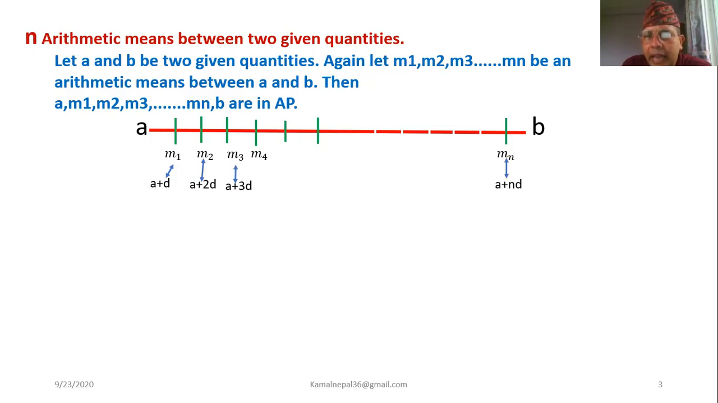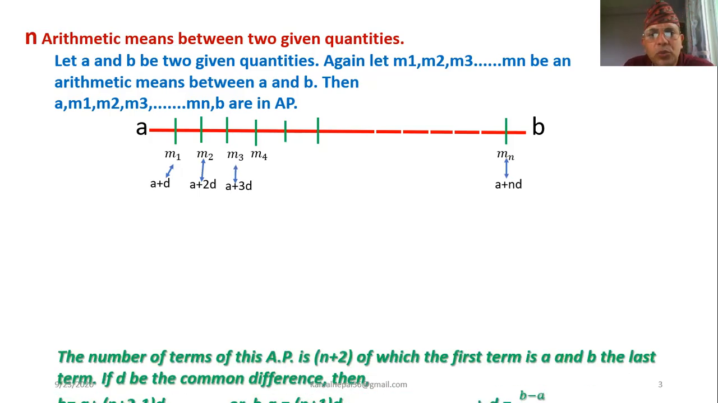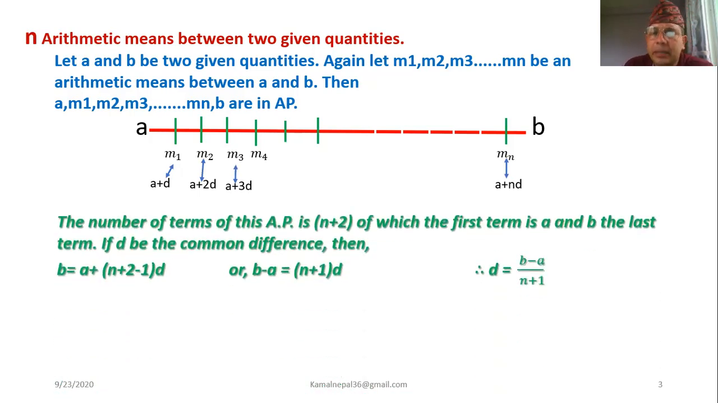And don't forget here, n is the number of means. Here n is used for the number of means, not for terms. If you have n means, and you have A and B as another two terms, then altogether there are n plus 2 terms. So the number of terms of this AP is n plus 2, of which the first term is A and B is the last term.